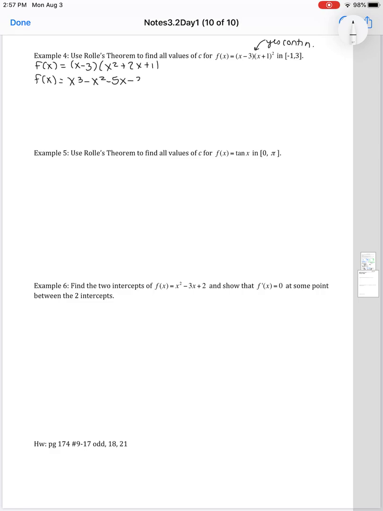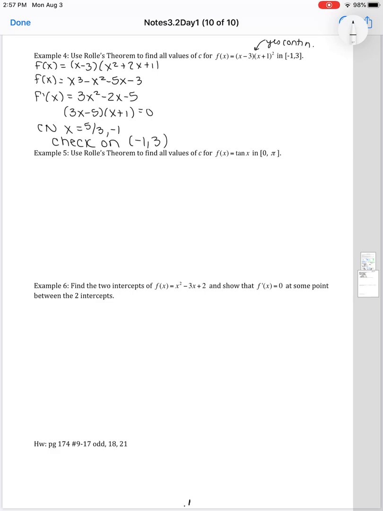So x squared, 2x, 1, FOIL it one more time. You get x to the third minus x squared minus 5x minus 3 when you combine like terms. The derivative is then 3x squared minus 2x minus 5, which you can factor into these two polynomials. Set it equal to 0, and you get 2 critical numbers, 5/3 and -1.